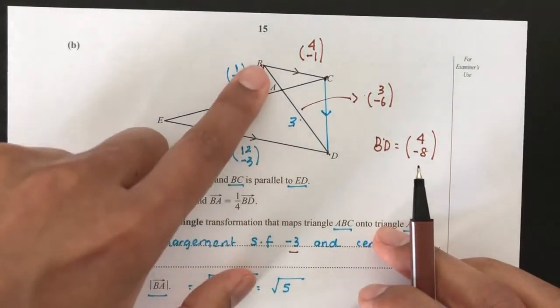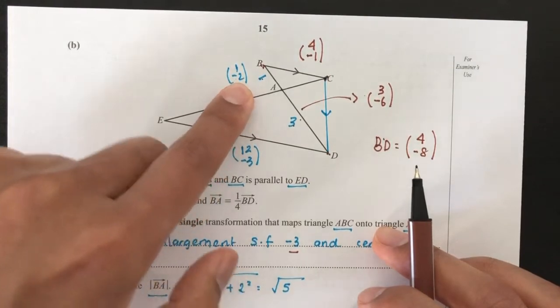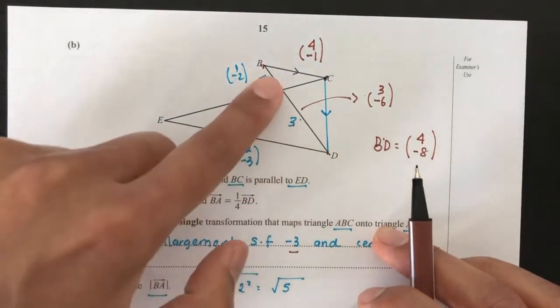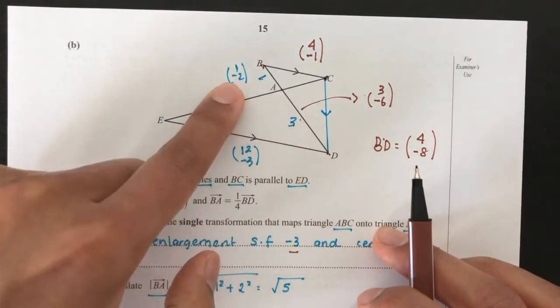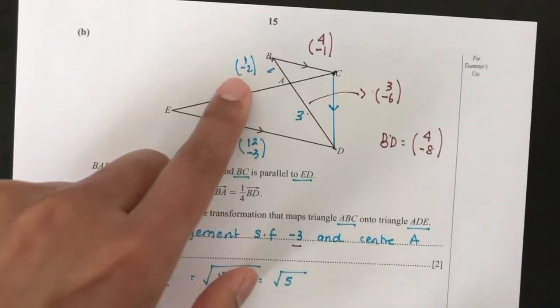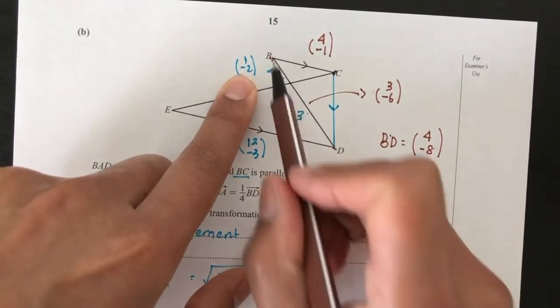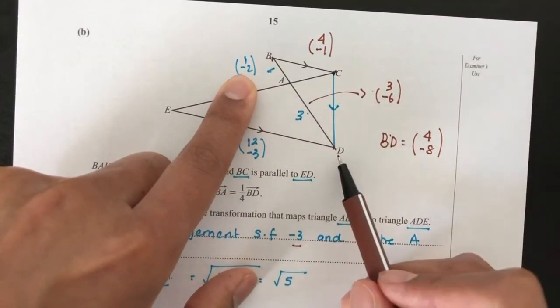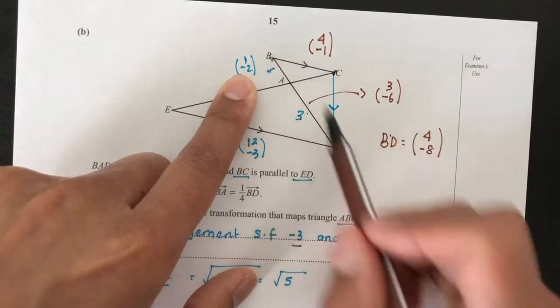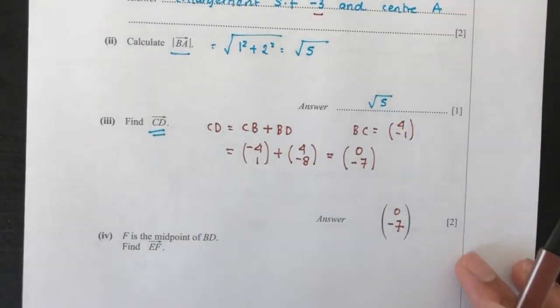Now we have to find this one. So BA has been given to you by this. So to find BD, we have to find AD. AD is 3 times this, or you can use the ratio here. BD is 4 times BA, so times 4 you will have 4 minus 8. So you know BC, you know BD, you can find CD. CD will be C, B, B, D. As you can see here, you will have 0 minus 7.